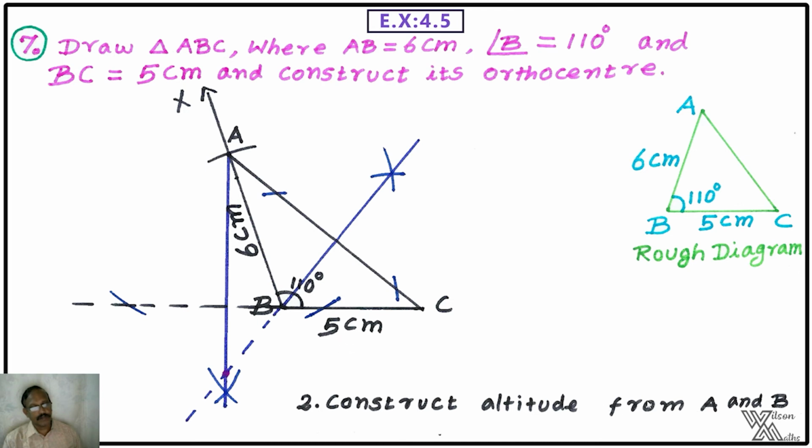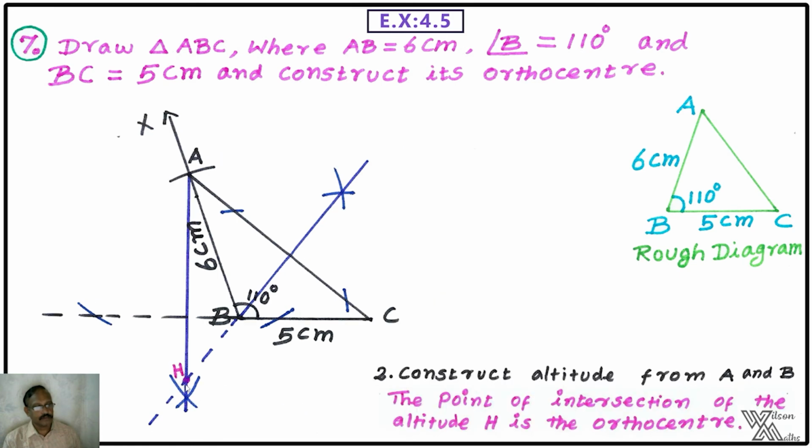So construct altitude from A and B. First we have drawn the altitude from A. Now we have drawn the altitude from B. Both meet at this point. So the point of intersection of the altitudes, H, is the orthocenter. This H is the orthocenter. What is our question? Draw the triangle and construct its orthocenter. H is the orthocenter.